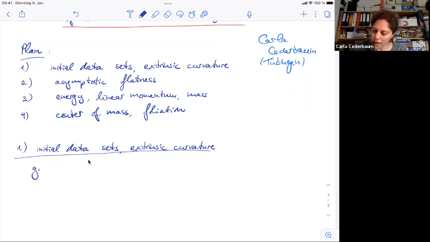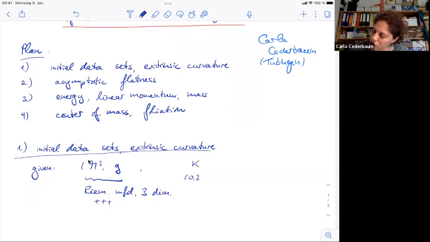Let me jump right in and say an initial data set is a situation where we are given an (M, g), which is supposed to be a Riemannian manifold in 3 dimensions. And my signature for a Riemannian manifold will be plus, plus, plus. Then there will be an object k, which will be a symmetric (0,2) tensor field on M, and I'll talk more about its interpretation in a moment.